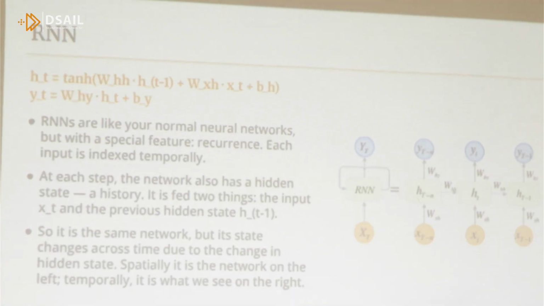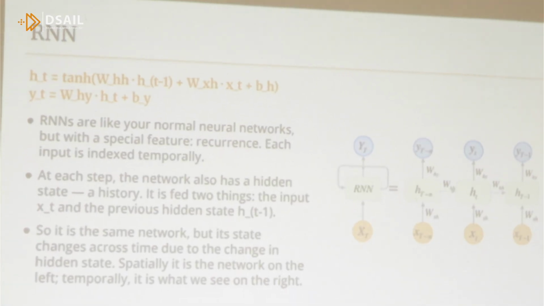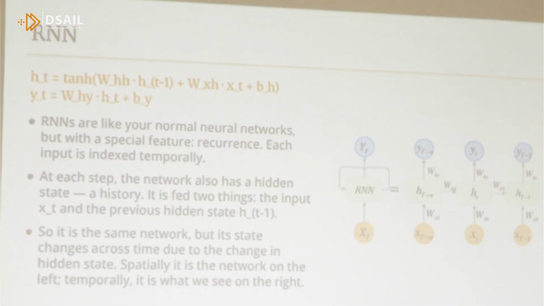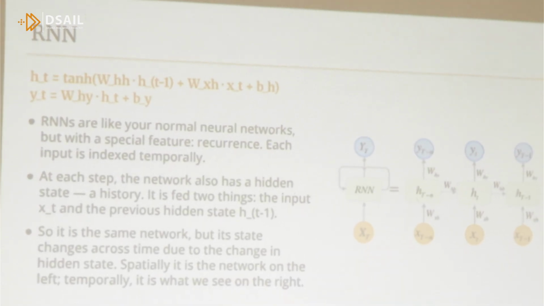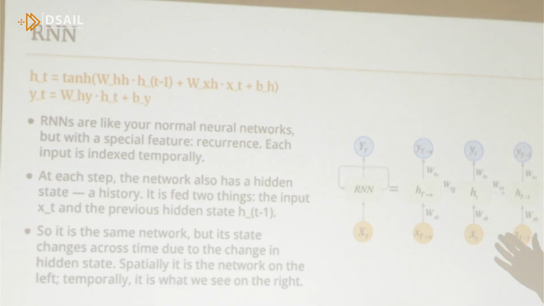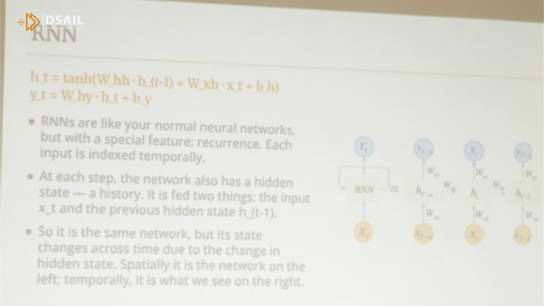And this is the idea where it tries to capture what it has seen in the past, and based on what it has at the moment, make an informed decision. So it tries to capture that aspect of prior things that have happened. And so it is essentially the same network, but its state changes across time due to the change in hidden state. Especially, the network on the left is the same network, but you can unroll it.